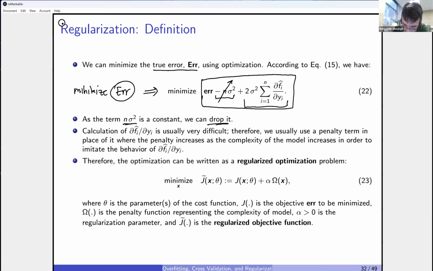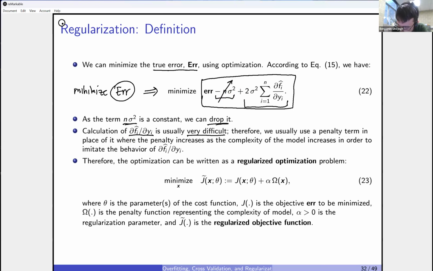By the way, when I say constant, it's constant with respect to the model's parameters, right? Because it has only N, the number of points, and sigma squared, the variance of noise applied to the labels. So it's not related to the estimated model at all. Calculation of this, which is a measure of complexity, is usually very difficult.